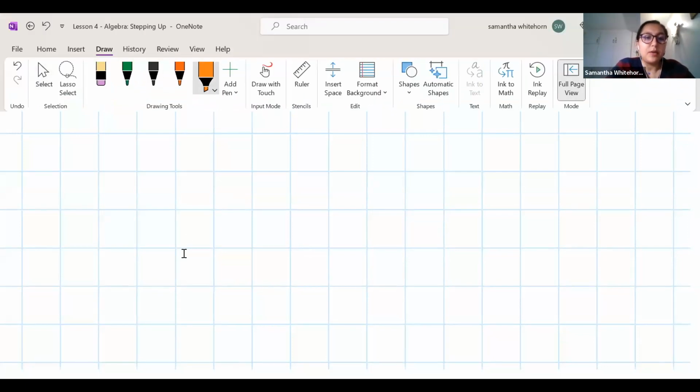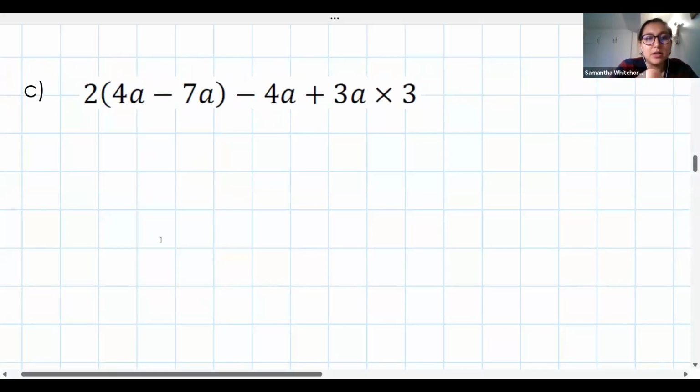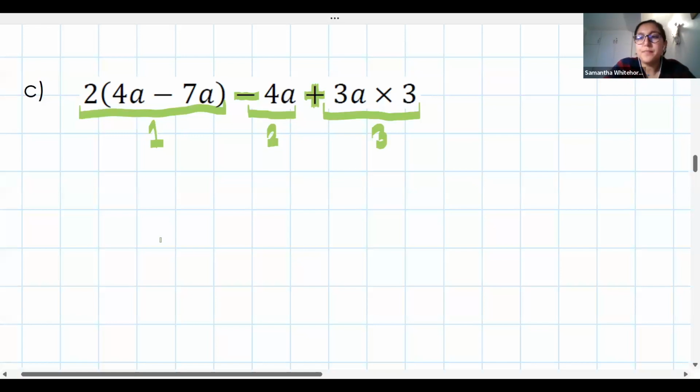If we have a look, remember we want to get our plus and minus signs outside of the bracket. So there's a minus sign, there's a plus sign. Those are the ones that are separating my terms. So this whole 2 times the bracket is term number 1. The -4a is term number 2. And the 3a times 3 is term number 3. So we have actually got 3 terms in this expression: the 2 times the bracket, the -4a, and the 3a times 3. So that was my very first step, to identify my terms.